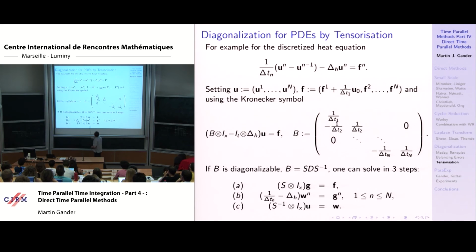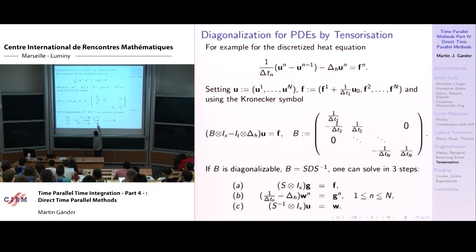So I have to rewrite the system using Kronecker products. There is the time-stepping matrix Kroneckered with a spatial identity, and then there is the identity in time Kroneckered with the Laplacian. So this is the time-stepping matrix as before.